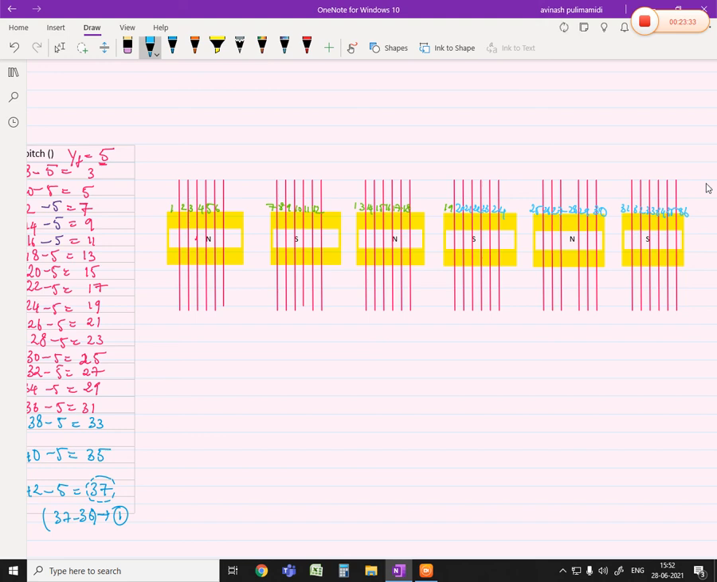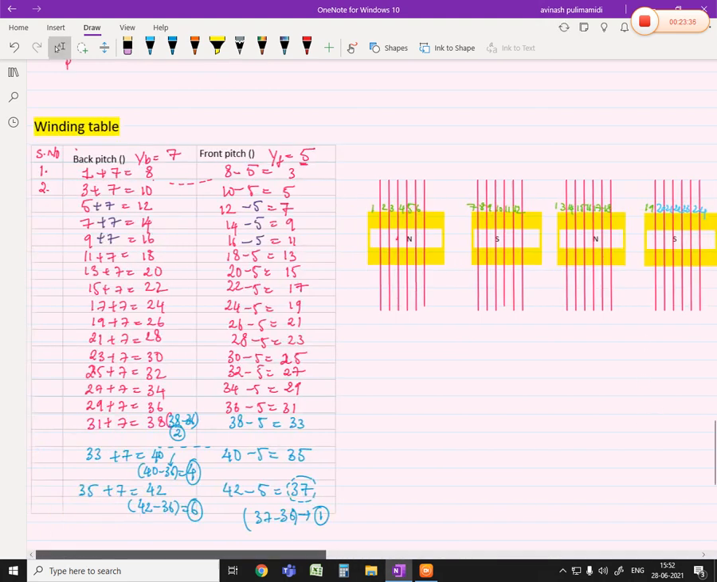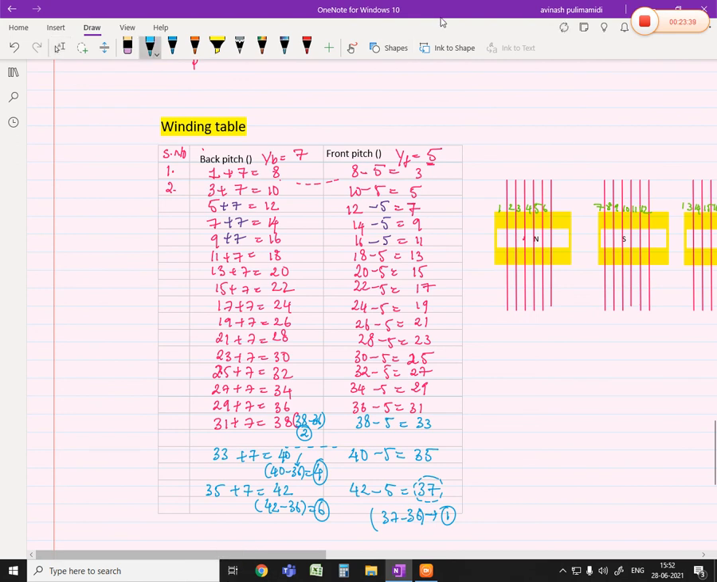Now go back to the winding table. So in winding table, first conductor is conductor 1. Okay, in first conductor. So let us take this one. The first conductor is connected to the 8th conductor, back pitch, front pitch, and this 8th conductor is connected to the 3rd conductor. Okay. So back pitch means we have to take the upper connections. First is connected to 8.